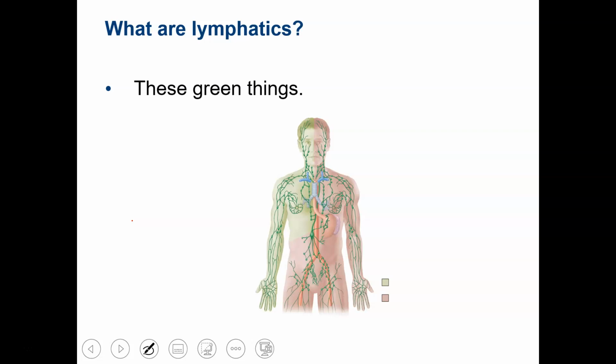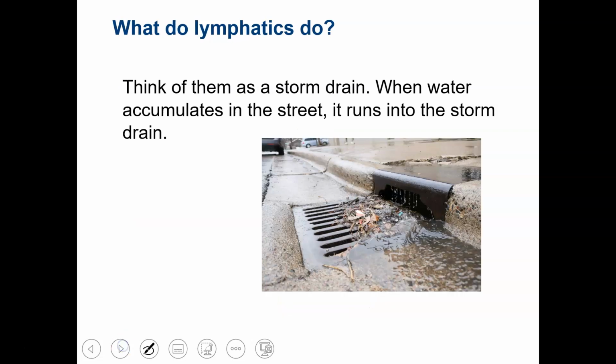The smaller lymphatic vessels are really hard to find inside other blood vessels. The bigger ones, not difficult to find, but definitely not green. So, what does that mean? Well, you can think of the lymphatics as like a storm drain.